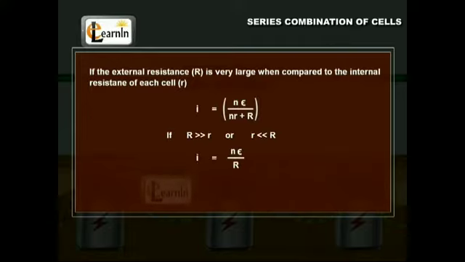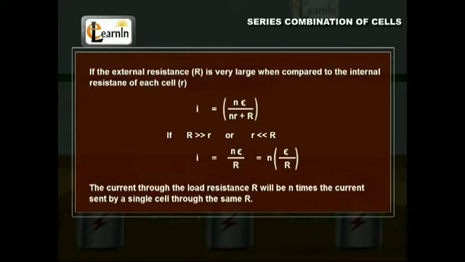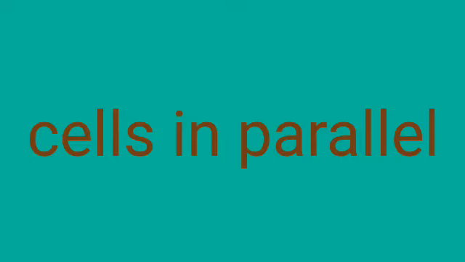Here, if small r is very much less than capital R, then I is equal to n psi by nR. Thus, the series connection of cells is advantageous only when the effective internal resistance of the cells is negligibly small compared with capital R. That's all.